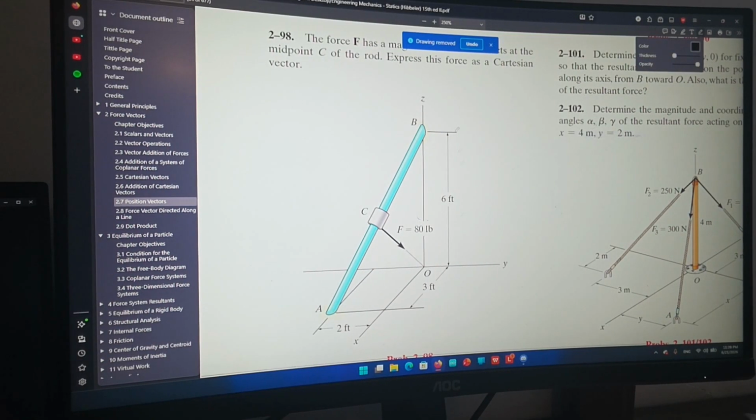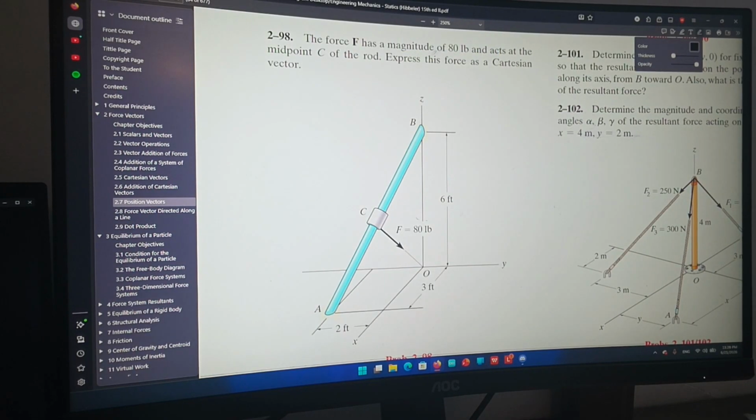Now here for this question, it tells you to find the Cartesian form of this force, and it tells you that point C is the midpoint between point A and B. So when you know that something is a midpoint, that means half of the coordinates between A and B will be the coordinates for C. For example, on the y-axis here, it has 2 feet this way. Since C is in the middle, that means it only goes by 1 foot this way.